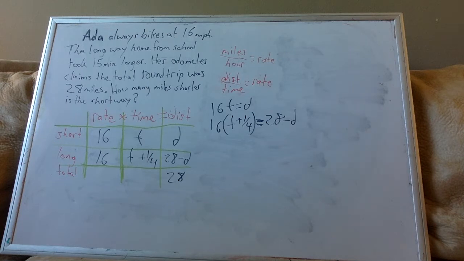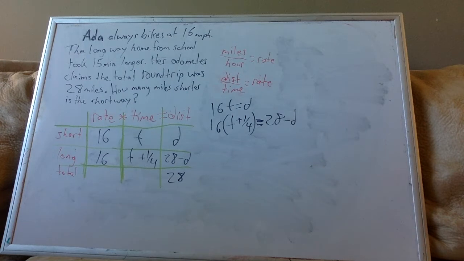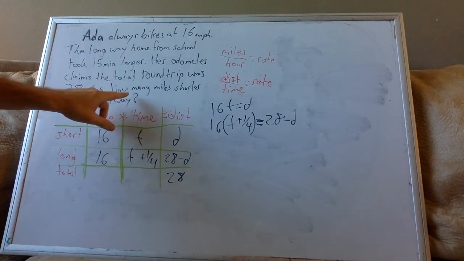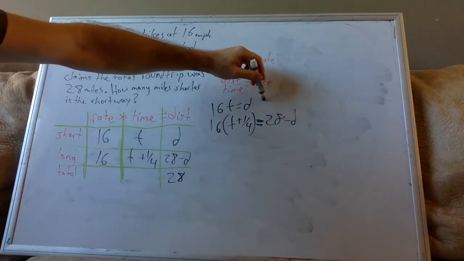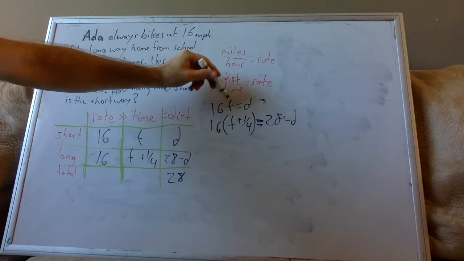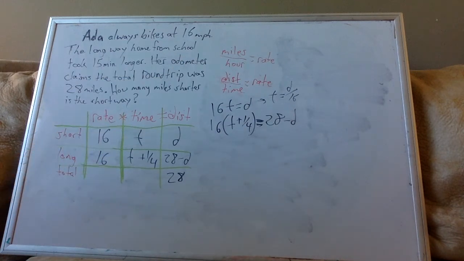I can do a substitution. Now there are a couple ways to approach this. One is we can say, well, I already know d is equal to something else. I could substitute that in. That's absolutely fine, and you could. In this case, I'm going to do something slightly different because my question asks how many miles shorter. So I want my final equation to have my distance in it. In order to do that, I want to substitute out this time. So I'm going to rewrite solved for time. If I divide by 16 on both sides, I find out time is equal to the distance divided by 16.